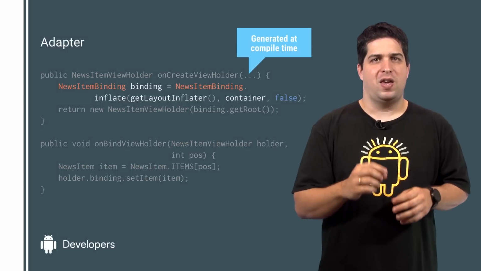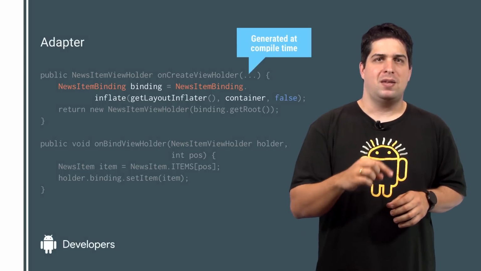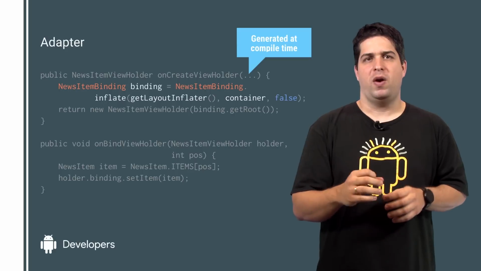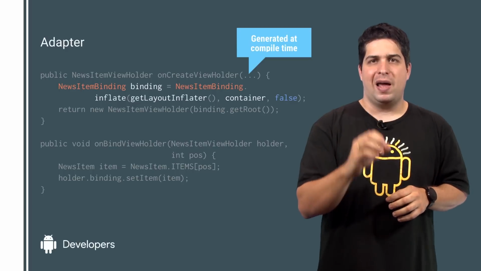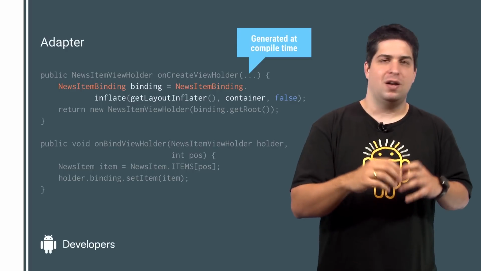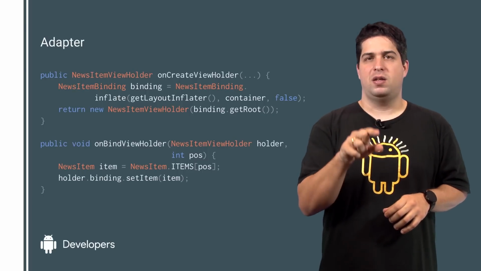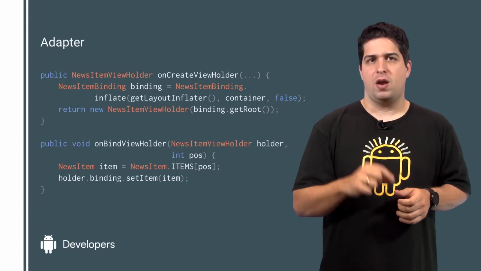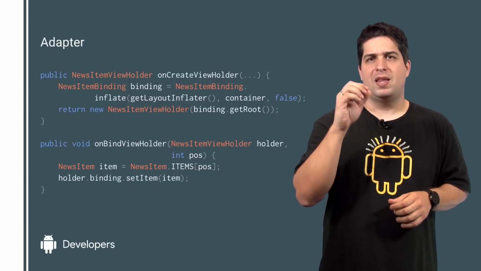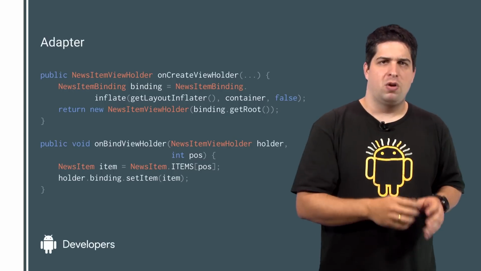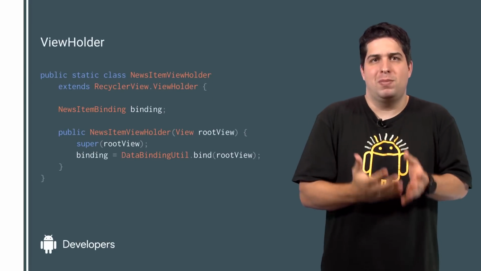And the great thing here is that the news item binding was automatically generated by the data binding library. So for example, if you have a layout file called news_item.xml, the library will create the NewsItemBinding automatically. And after creating and inflating, you return this into a view holder. And onBindViewHolder is the place where you state the specific view holder is bound to a specific item. And here is the view holder class.